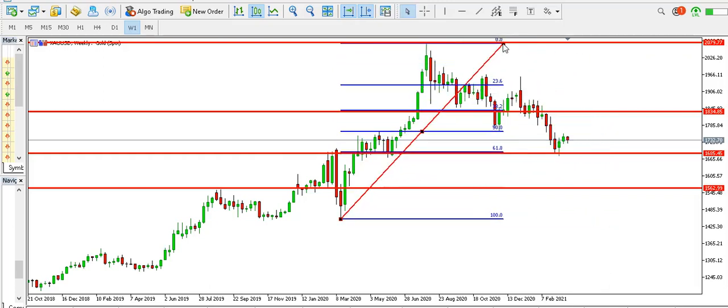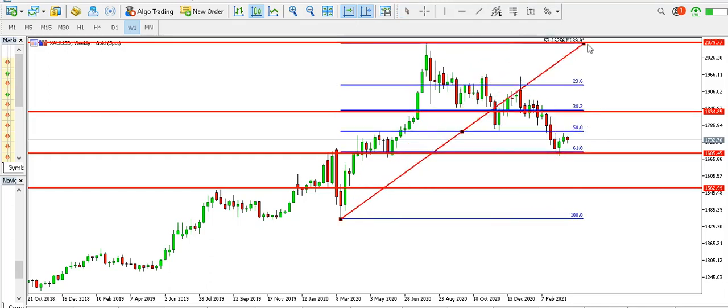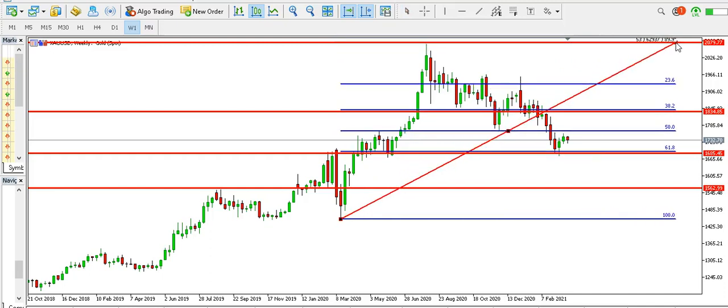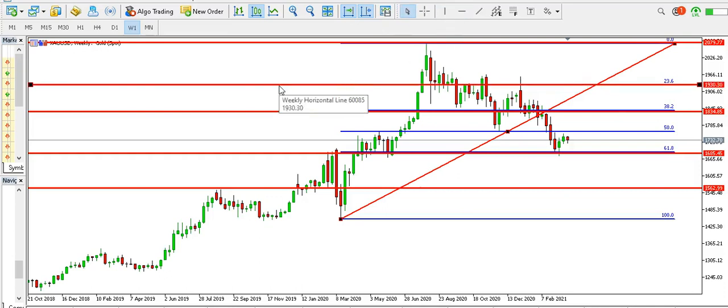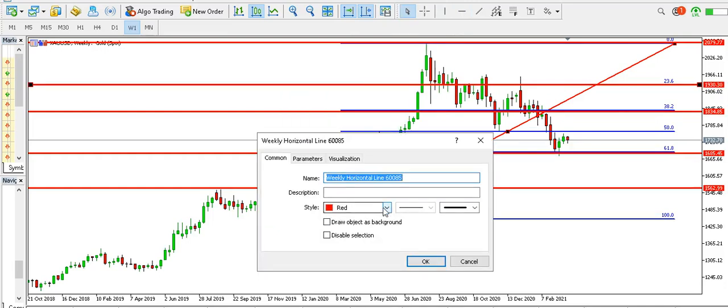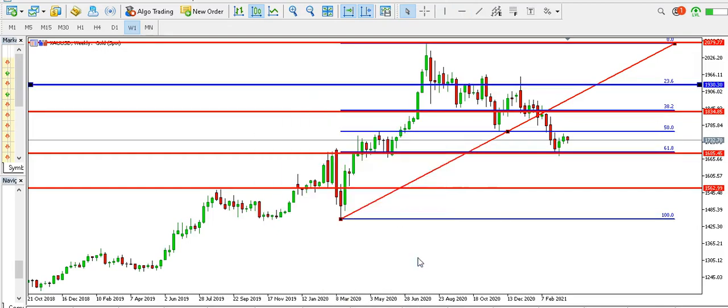Okay, this will be my 0 level to my 100. So all I'll just do is extend this so that I'll be able to draw my Fibonacci levels properly. All right, so I have the 23.6 around here, so I'm going to mark it with a blue horizontal line. Change this horizontal line to blue. Okay, that's the 23.6 on the weekly time frame, and I'm going to mark the 38.2 on the weekly time frame.